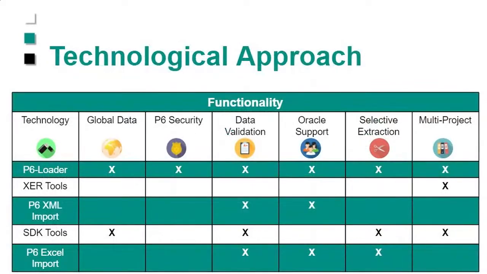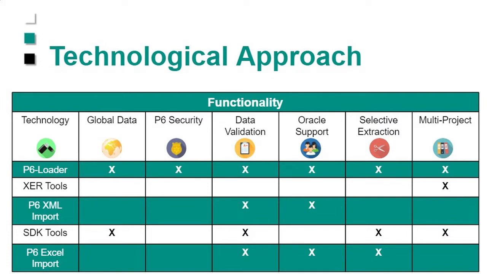Let's talk a little bit about the technology. There's a number of different ways that you can get information in and out of P6. So the first one, and the oldest one, is the XCR. And a lot of people like to go and modify XCRs and use XCRs as a tool to get information in and out of P6. But you've got to be very careful because there's no data validation around XCRs. Whatever you put in that file, P6 will read.